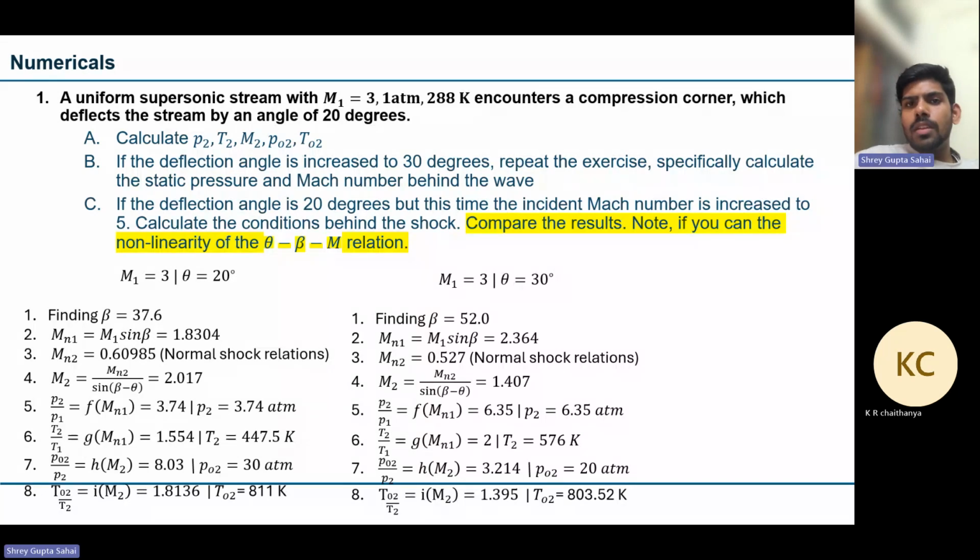Now, as I was saying, let's look at the pressure ratios. Pressure ratios were 3.74. If they increased by 1.5 times it would be 5.6, but the pressure ratio increased to 6.35. So one thing is that the static pressure ratios have a nonlinear relationship with theta.